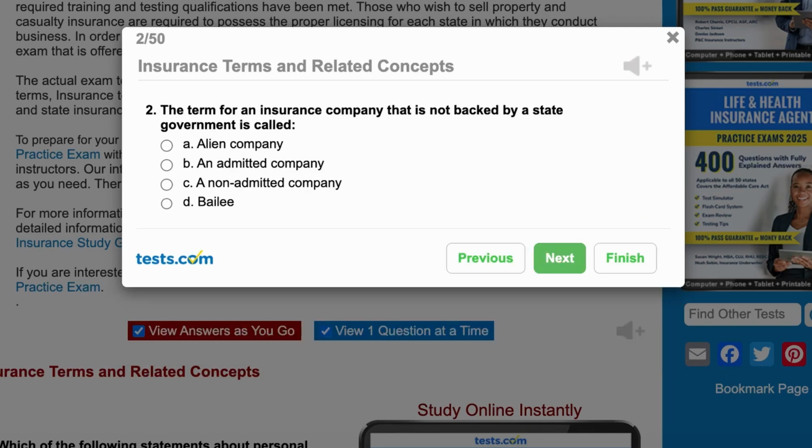Question 2. The term for an insurance company that is not backed by a state government is called A. Alien company. B. An admitted company. C. A non-admitted company. D. Bailee.